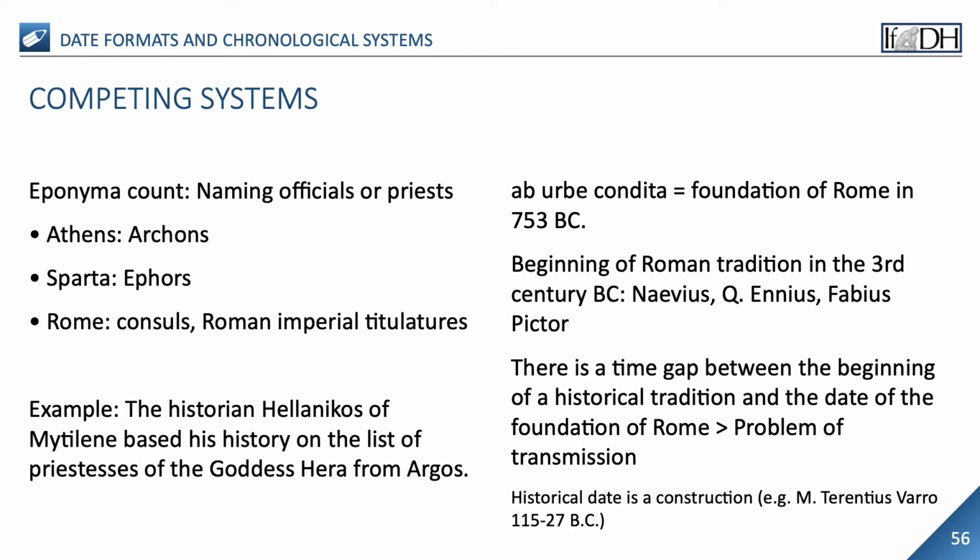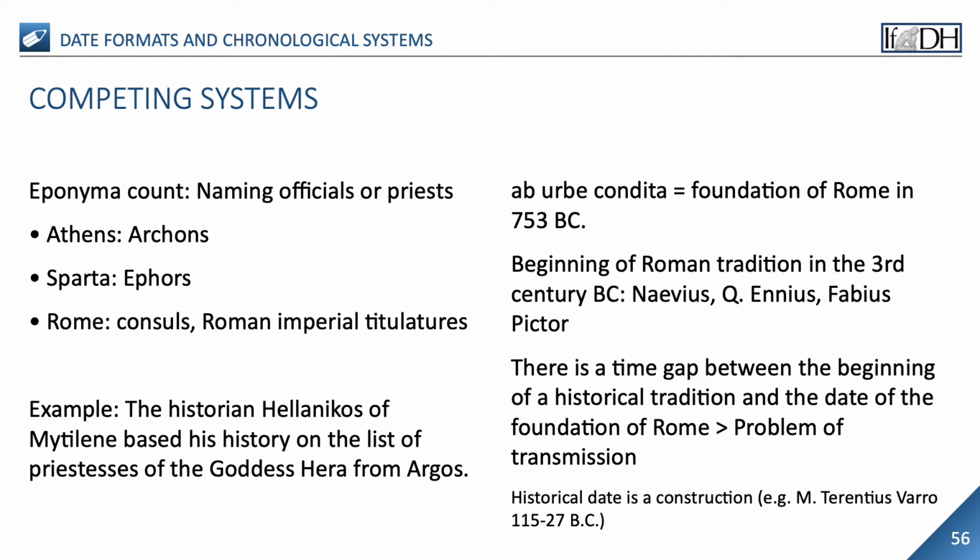This means that there is a time gap of almost 500 years between the beginning of historically tangible tradition and the date of Rome's foundation. And in the meantime, it is certain that the historical date of the city's foundation represents a much later construction, which may have been undertaken only in Augustan times.